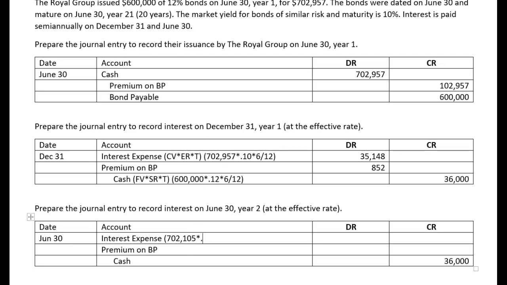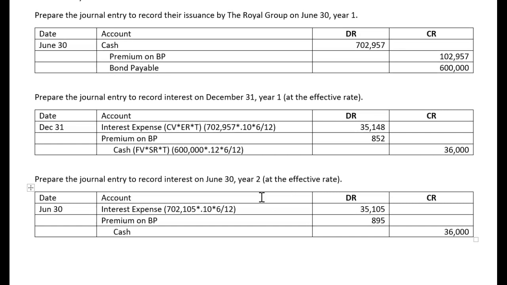And we're still going to multiply that by the effective rate, and again, we're going to divide it in half, whatever you get, times 6/12. So take 702,105, multiply that by our 10%, and then simply divide that by 2. And what you'll get, again, this is going to be a rounded result, is $35,105. Then, of course, our premium amortization is going to be the difference there. So 36,000 minus 35,105. And we'll notice that we're going to amortize this time $895 in premium.